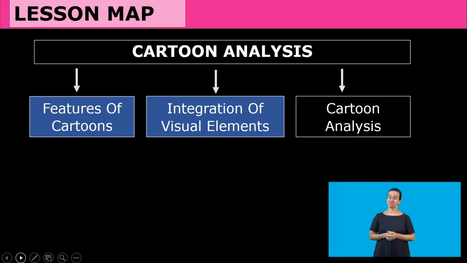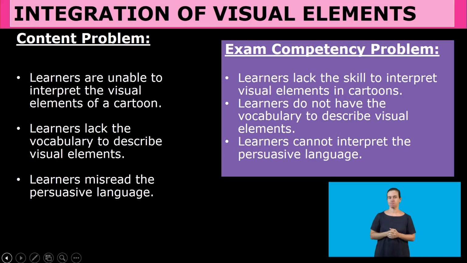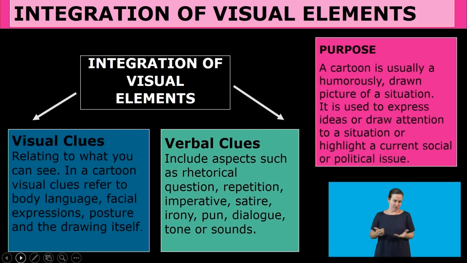Okay, now that we've covered that, let's look at the integration of the visual elements, all right? Now remember, your visuals are observables, what you can see. Okay, so what are we challenged with, all right? Many times learners cannot interpret the visual elements of the cartoon, and they lack the vocabulary to describe it. So they're misreading the persuasive language. And if you're unable to do this, it's very difficult to respond to questions, all right?